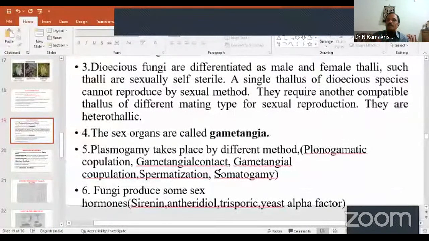Next, the entire fungi produce some types of hormones, which we call sexual hormones: trisporic acid, alpha factors, sirenin, and antheridiol. So these are all the sexual hormones.